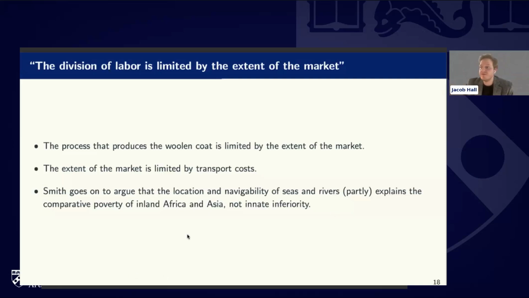Interestingly, Smith goes on to argue that the location and navigability of seas and rivers partly explains the comparative poverty of inland Africa and Asia, rather than their innate inferiority. So perhaps stepping away from thinkers before him, he's emphasizing these economic elements that drive the division of labor and comparative development. It's not anything about the Africans or the Asians. It's that the seas and the rivers are in the wrong location, which increases transport costs, which then limit the extent of the market, which then limits economic growth. So this is a core idea of Smith.